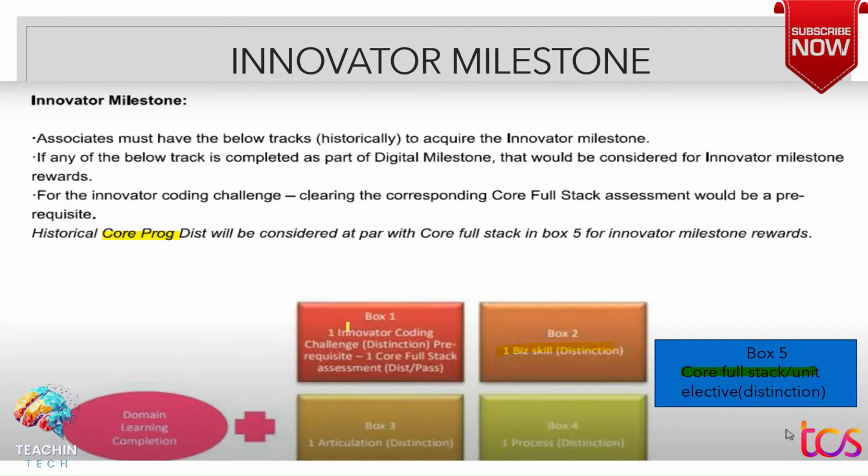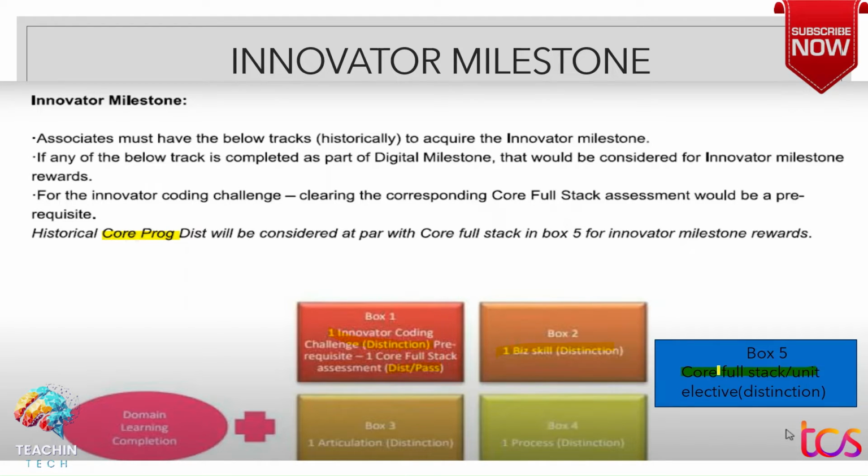Bots 1 is the innovator coding challenge, only for the innovator milestone. To write this, the prerequisite is that you should finish one core full stack with a distinction or pass. Here you can get pass. Let's say, I'll tell you an example. You started writing a T4 and you got pass there. They will allow you to write the innovator coding challenge, but for this innovator coding challenge you should definitely get a distinction. So for writing it, you must finish one core full stack with a distinction or pass. This core full stack is different from this. That means you should finish two things here.